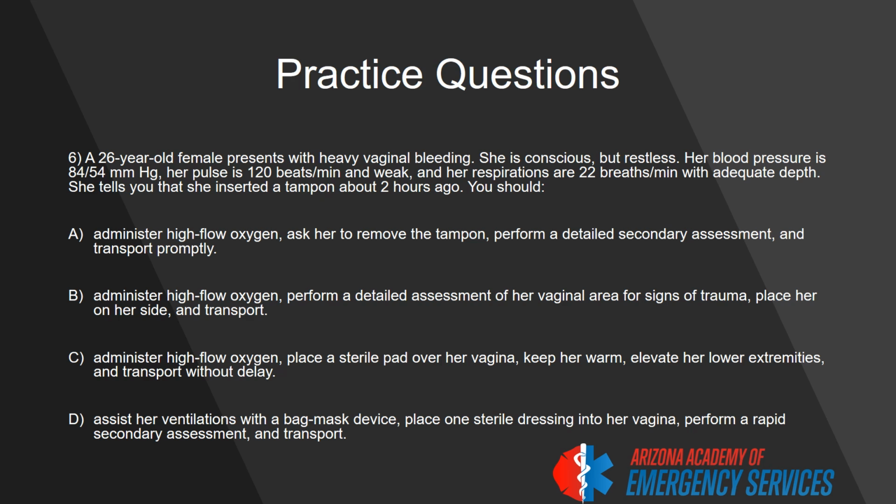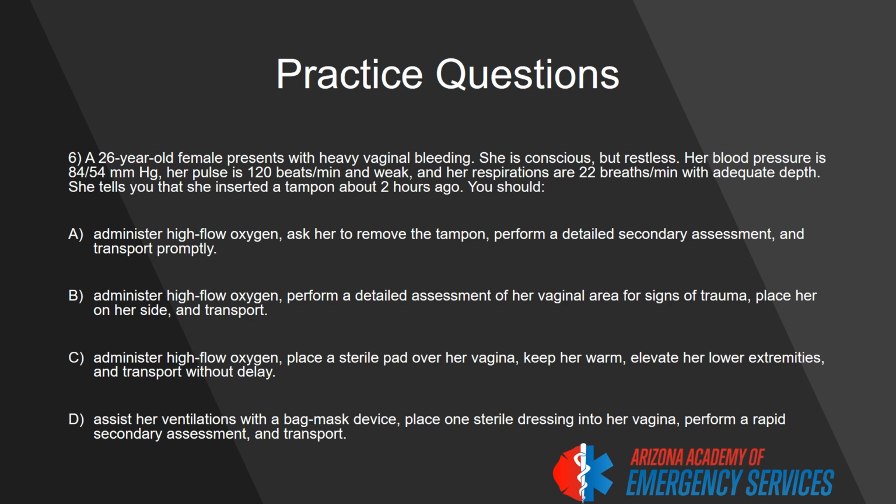You should: A. Administer high-flow oxygen, ask her to remove the tampon, and perform a detailed secondary assessment and transport promptly. B. Administer high-flow oxygen, perform a detailed assessment of her vaginal area for signs of trauma, place her on her side, and transport. C. Administer high-flow oxygen, place a sterile pad over the vagina, keep her warm, elevate her lower extremities, and transport without delay. And D. Assist her ventilations with a bag mask device, place one sterile dressing into her vagina, perform a rapid secondary assessment, and transport.